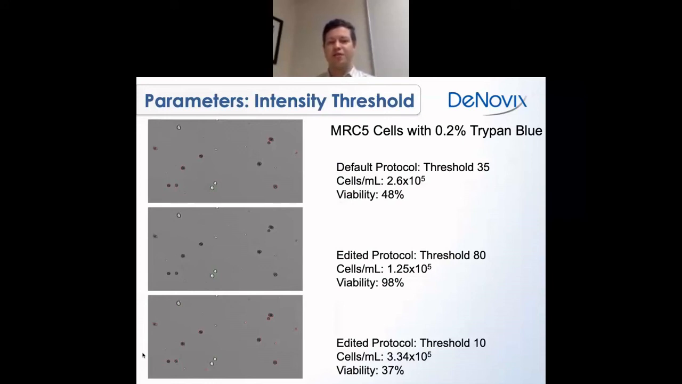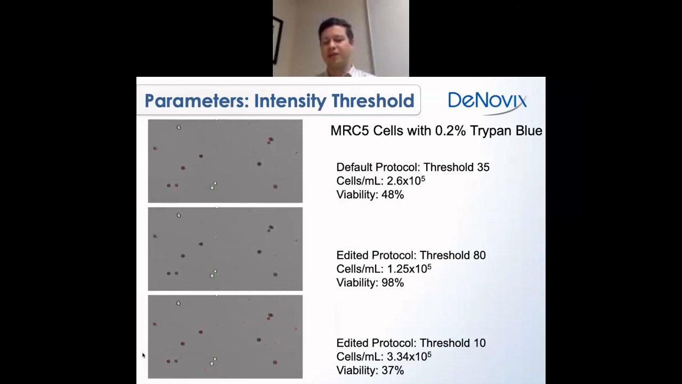And here in this first image, the default protocol found about half the cells were dead, and then you had about 250,000 cells per mil. Changing that protocol, so bringing the threshold way up to 80. So something has to be quite dark on the grayscale to get counted as a dead cell. Your viability percent now goes to almost 100, just by changing that one number, and your cells per mil gets cut in half.